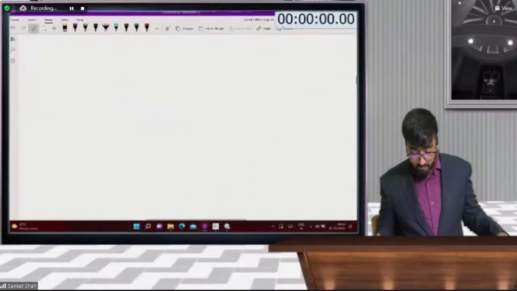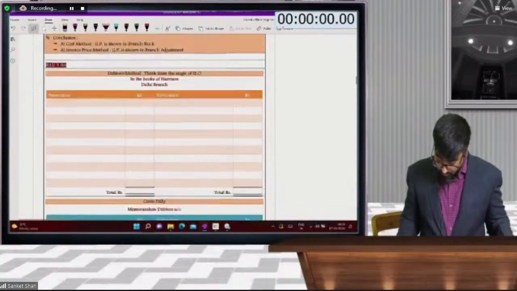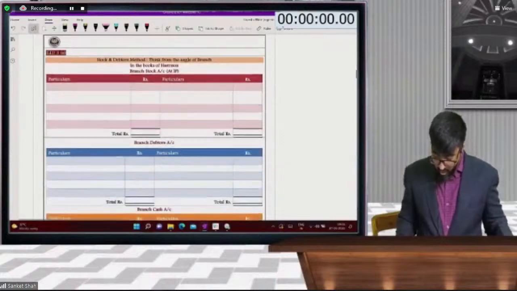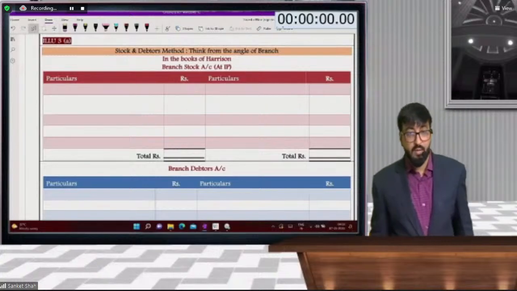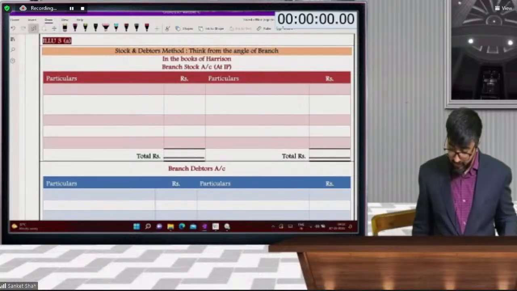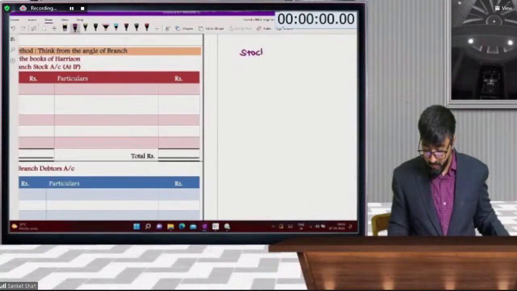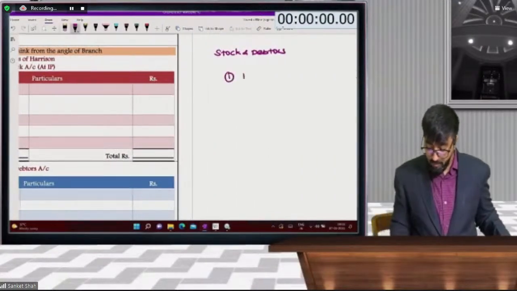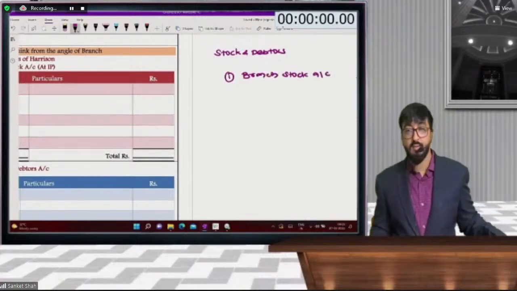Over. Now method number 2. Stock and debtors method. Chalo. Write down stock and debtors method. Think from the angle of branch. Branch stock account. First write down branch stock account. As the name suggests, 6 lines.